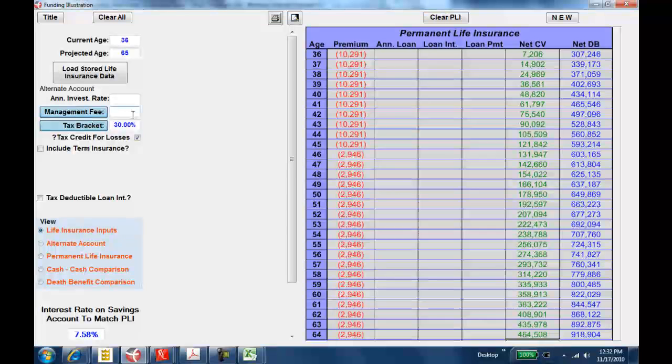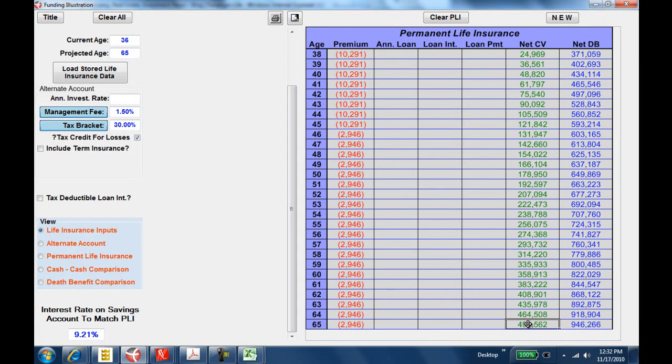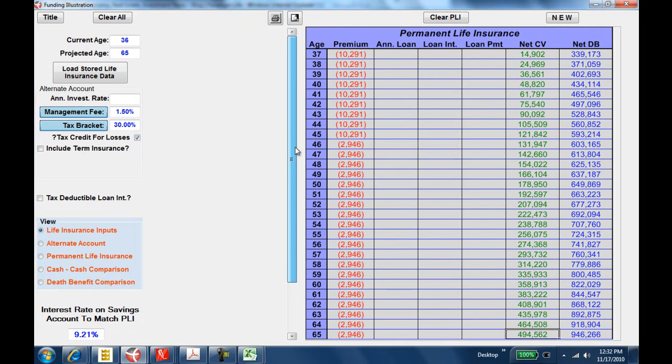If we put a management fee in here for the mutual fund at 1.5%, now the mutual fund has to do 9.21% gross in order to net the exact same amount of cash value that a permanent life insurance policy, the way that we set it up, would do. Now we haven't even talked about term insurance.